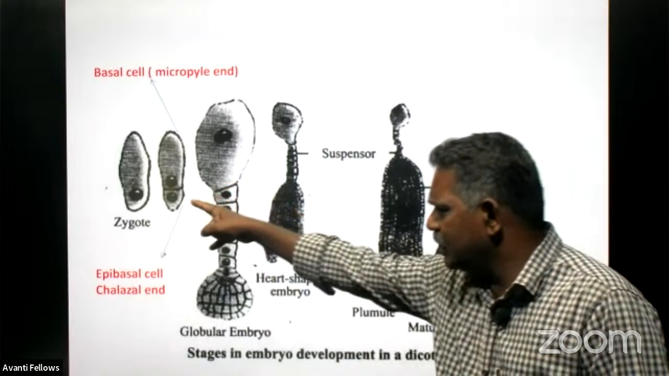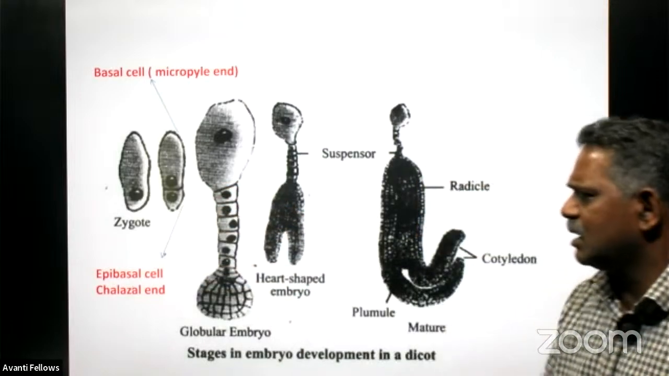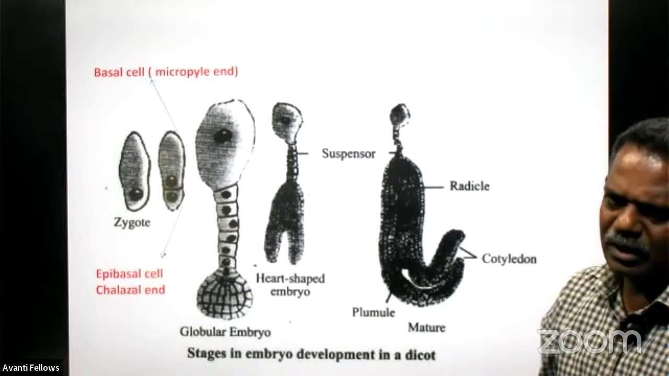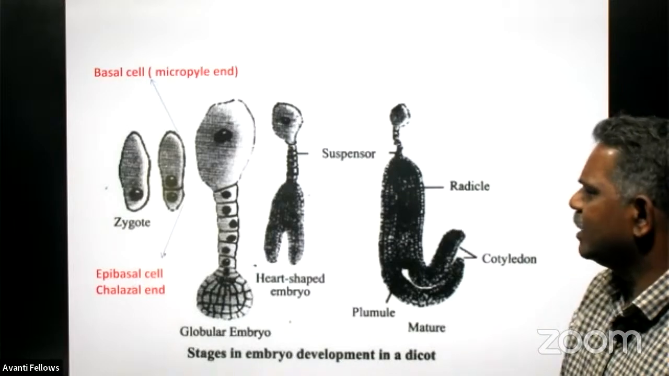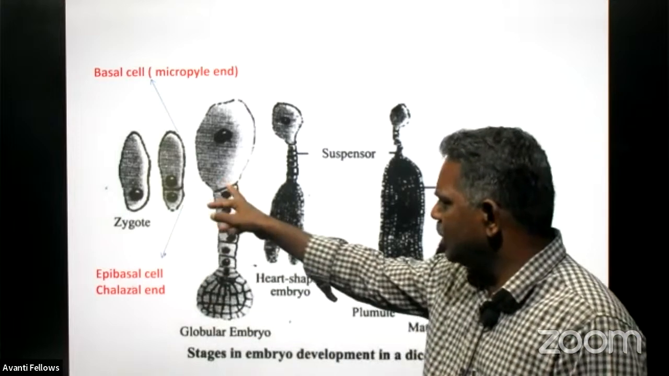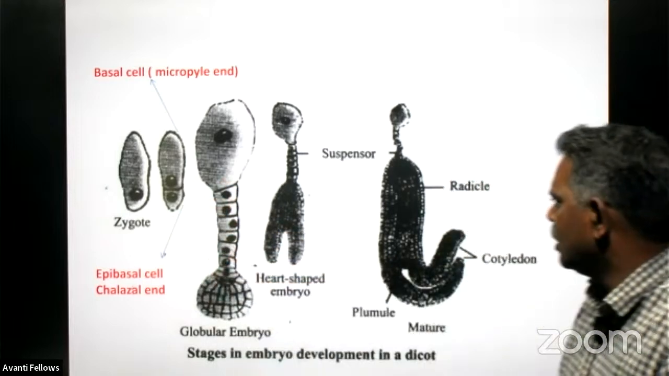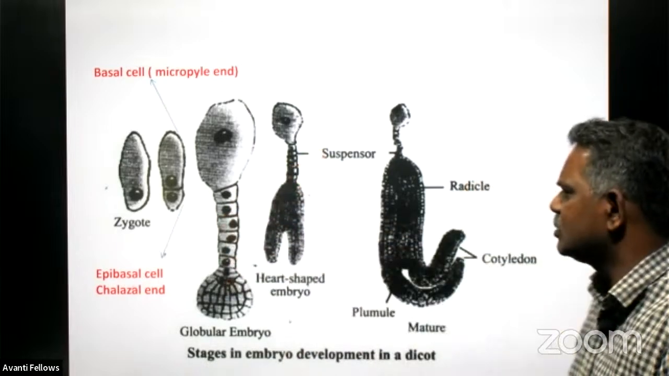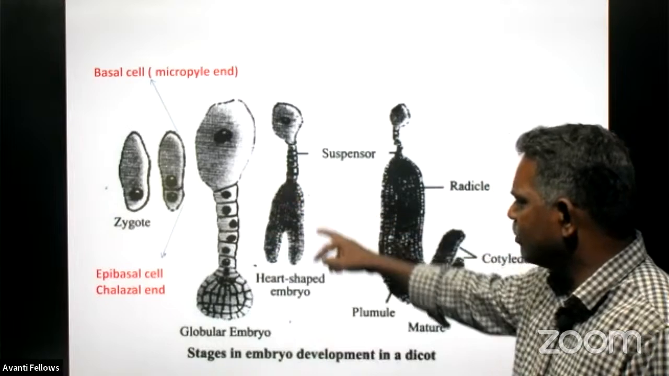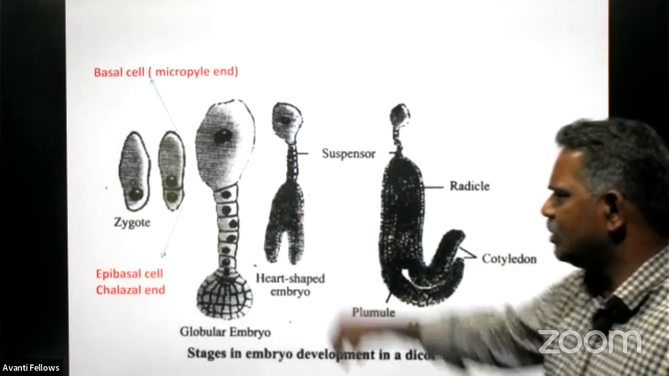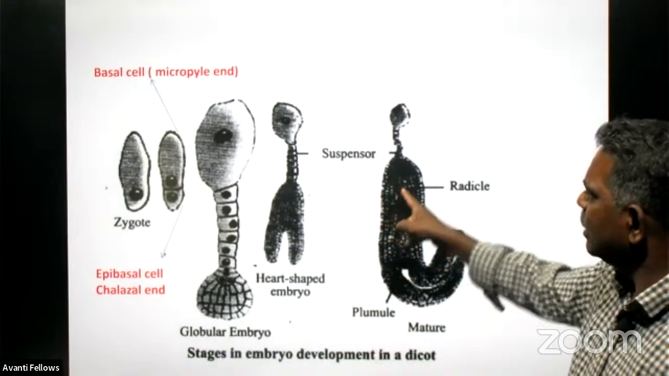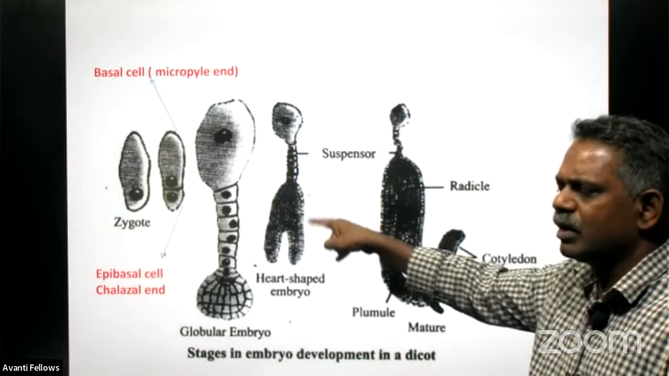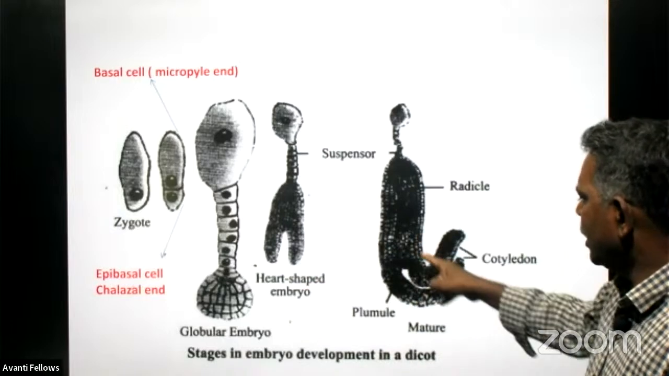And another one is the epibasal cell, and it is directed towards the chalazal end, and it is very small in size. And this epibasal cell alone undergoes further division to produce a structure like this called the suspensor, and also helps in producing a heart-shaped embryo. And the cells of this heart-shaped embryo again divide and develop, and produce what?